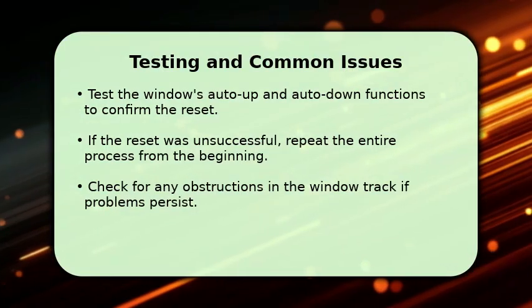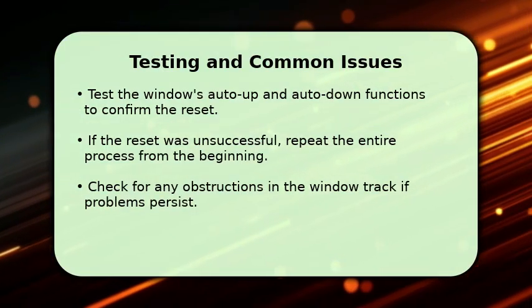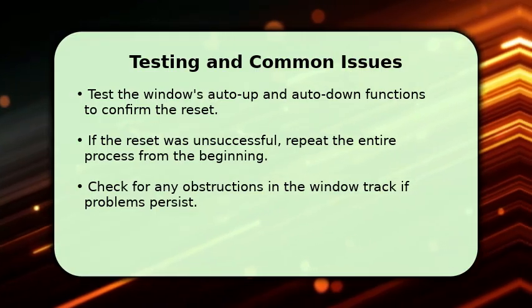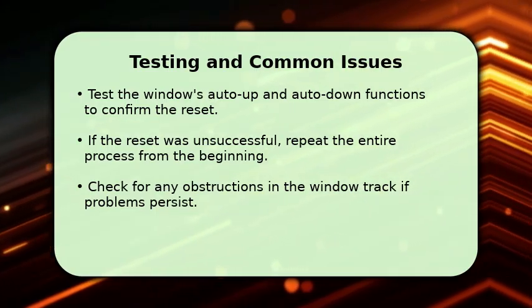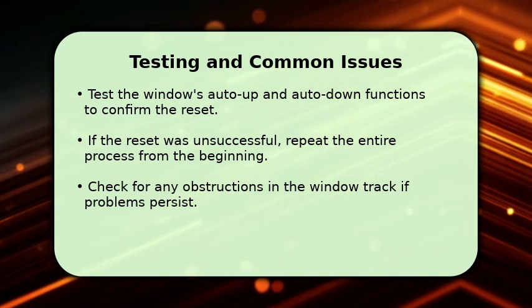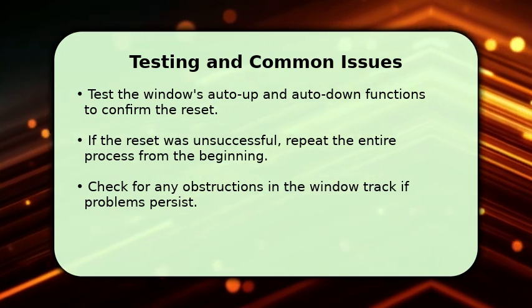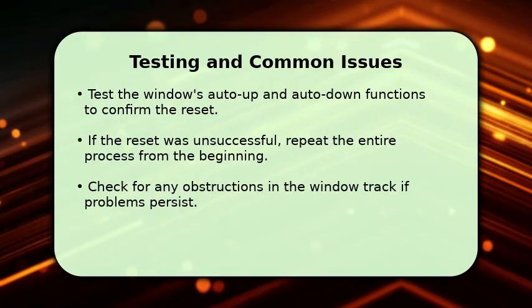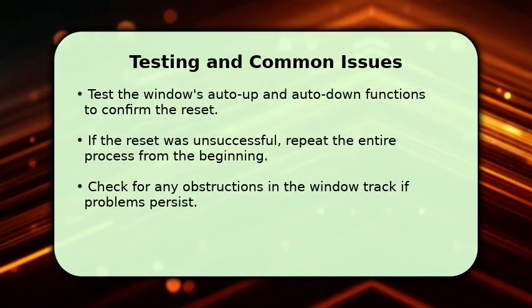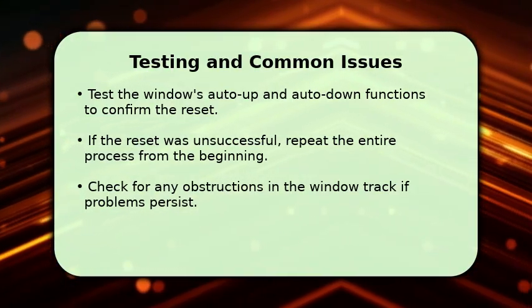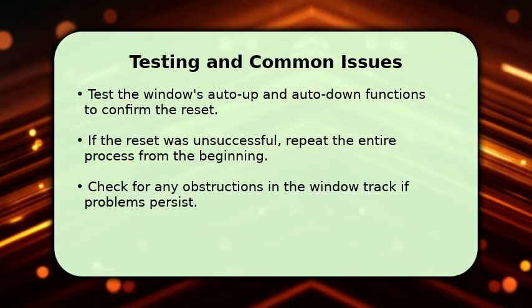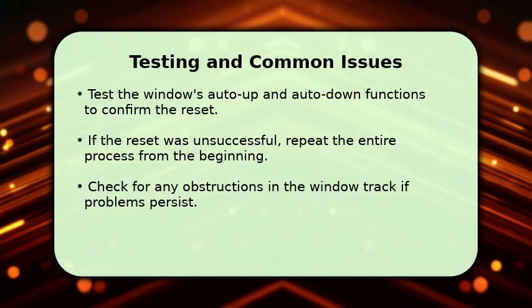Now that you've completed the reset steps, it's time to test the window. Try using the auto up and auto down features to ensure they work correctly. If the window doesn't respond as expected, or if the auto functions are still not working, simply repeat the entire reset process from the first step. Sometimes, a second attempt is all it takes to resolve the issue.